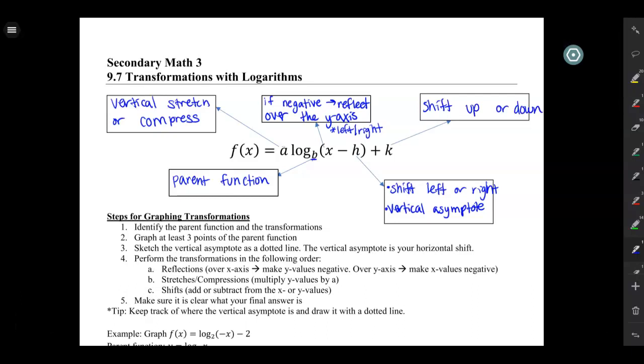Now that we've reviewed all of those transformations, let's look at some steps for graphing transformations of logarithms specifically. The first thing that I would do is look at the equation, identify the parent function, and then list the transformations that are happening. Then I would graph at least 3 points in the parent function. You want to either graph them or put them in a table, or maybe both.